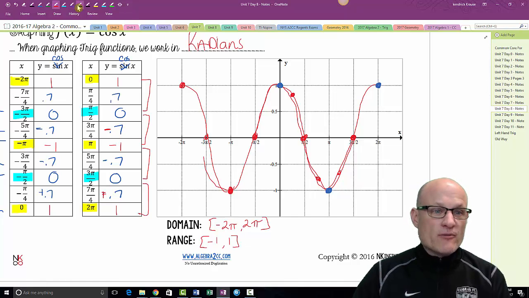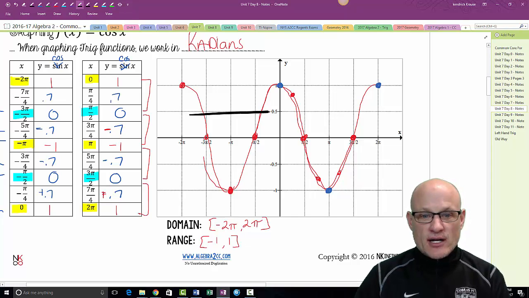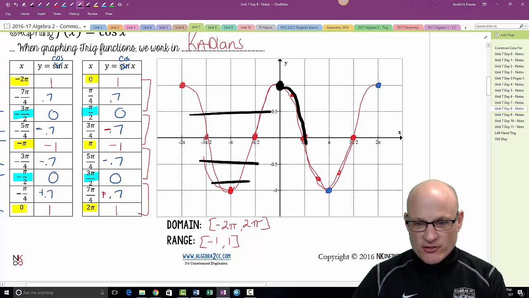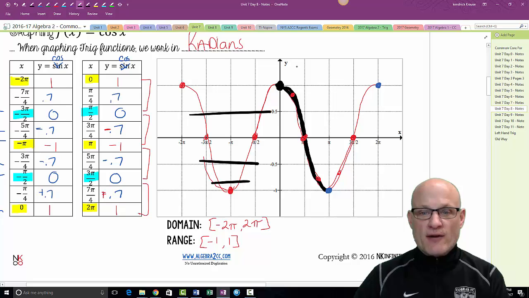Is it a one-to-one function? Well, no. It fails the vertical line test, or the horizontal line test, over and over again. But can I restrict it to a certain area so that it will pass it, and I can get an inverse that is, in fact, a function? If I just graph this piece right here, then that would be a function. So I'm going to graph from 0 to pi.